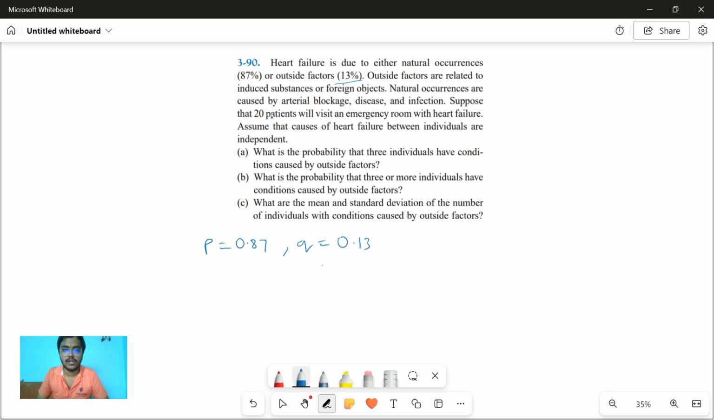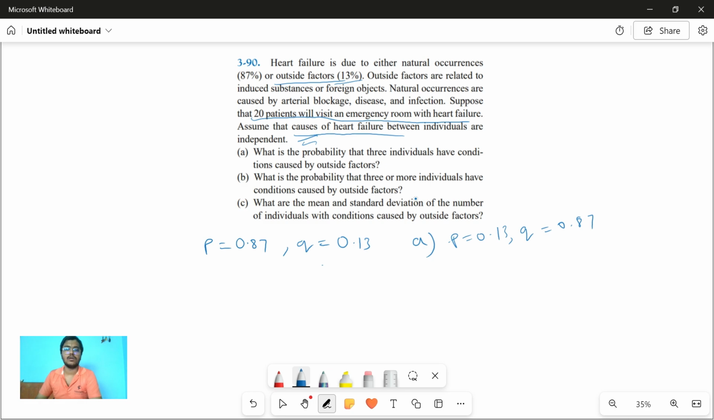Suppose 20 patients visit an emergency room with heart failure. Assume that the causes of heart failure are independent. This is a condition for the binomial distribution. So what is the probability that three individuals have conditions caused by outside factors? Outside factors is 13%. So in this case, like in the previous question, P will be 0.13. Q will be 0.87 in this subdivision alone.